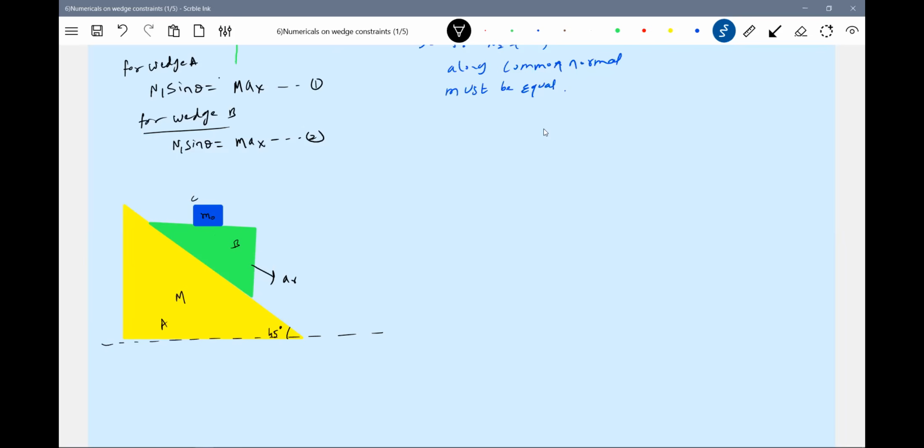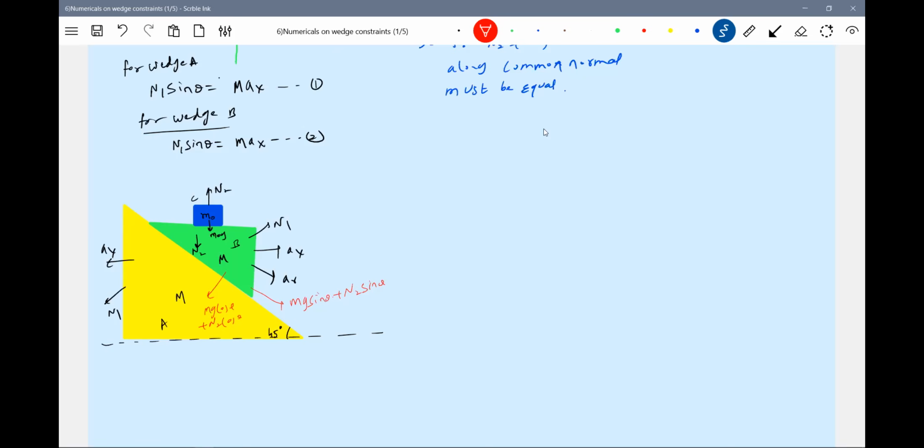Let that be AR. As usual, this will be normal contact, and we know this will be acceleration ax. I need not show all the forces, but N2 is here, and it will also come into the picture. What is the force that will act along the incline? Mg sin theta plus N2 sin theta. And the forces acting perpendicular to the incline? Mg cos theta plus N2 cos theta.